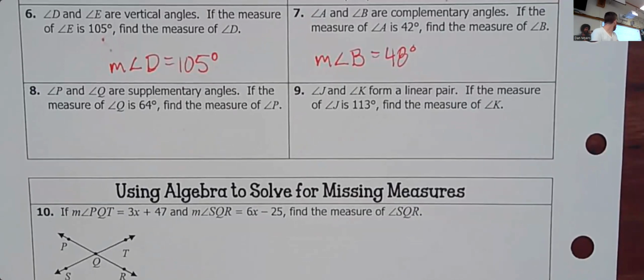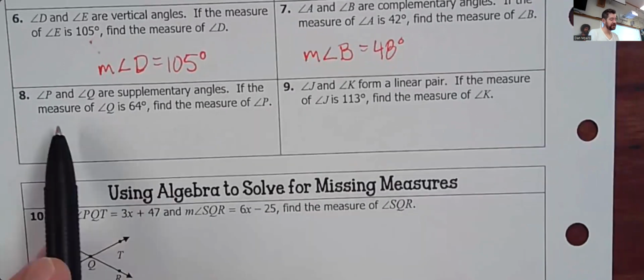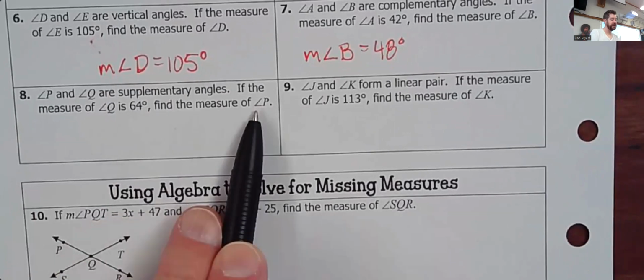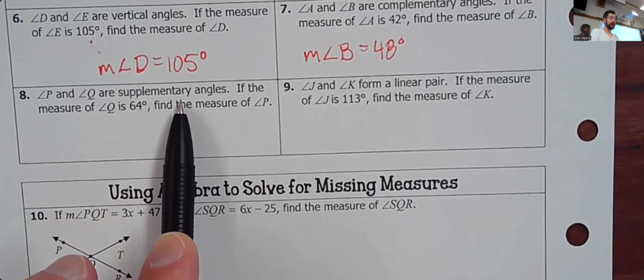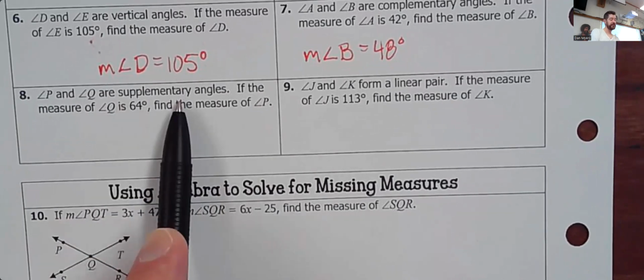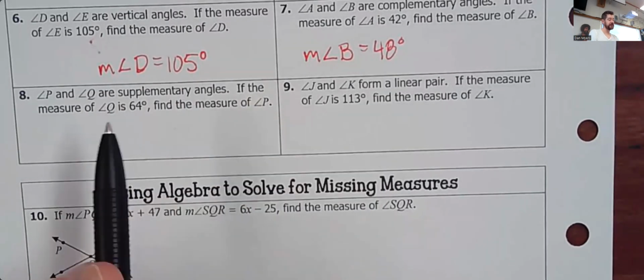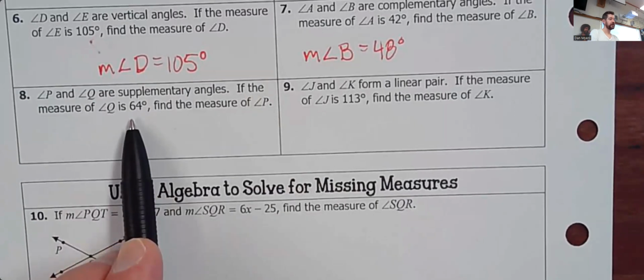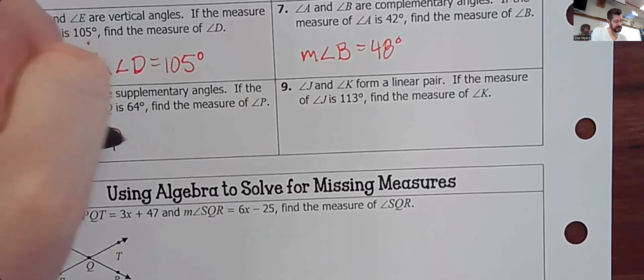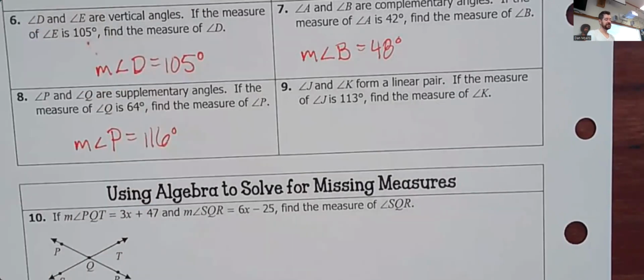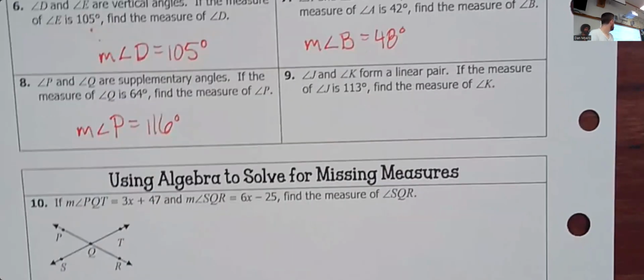Next one, angle P and angle Q are supplementary angles. If the measure of angle Q is 64 degrees, find the measure of angle P. Supplementary means what? 180. Yep. Supplementary means they add up to 180. Complementary would be 90. Supplementary is 180. So 180 minus 64. What does that equal? 116. Good. Measure of angle P equals 116 degrees.